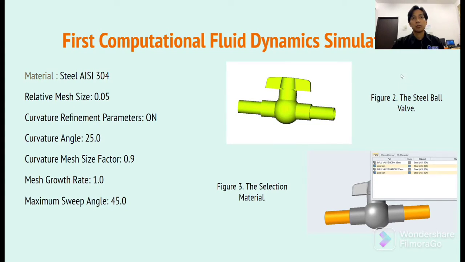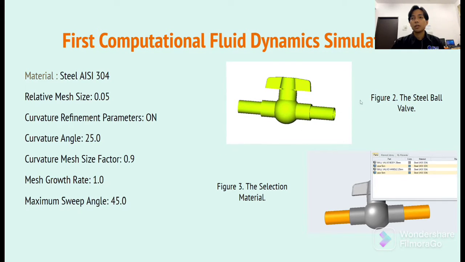I will explain about the first computational fluid dynamics simulation. For the material selection for the first simulation, we used steel AISI 304 for the settings where the relative mesh size is 0.05, curvature refinement parameters was turned on, curvature angle is 25 degree. Next, the curvature mesh size factor is 0.9 and the mesh growth rate is 1.0. And lastly, the maximum sweep angle is 45 degree.